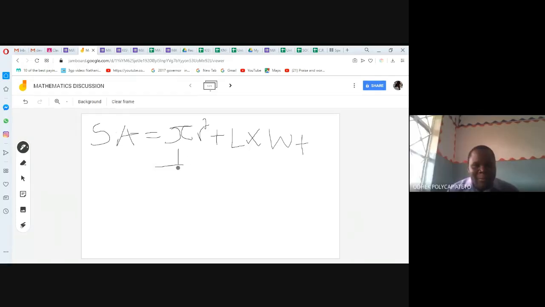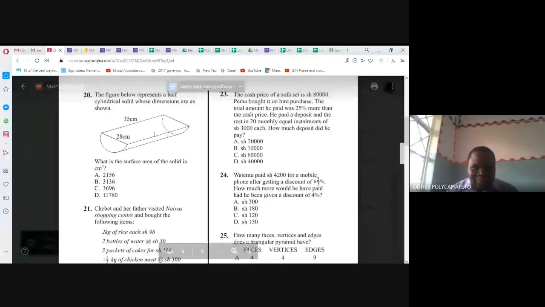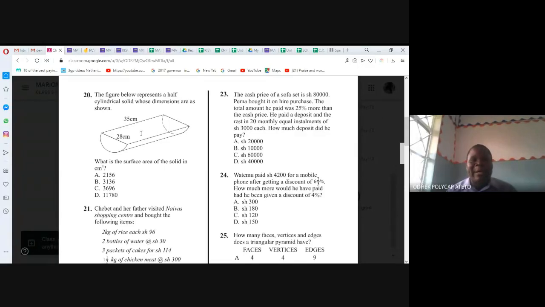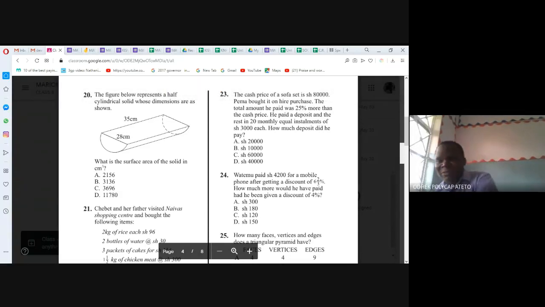Half pi dh is the formula for calculating the curved surface area. Is that correct? Yes. The curved surface area, this part here. When it was a cylinder, it was pi dh. But now when it's not a whole cylinder but half a cylinder, it becomes half pi dh. Are we together there? Yes. Correct.